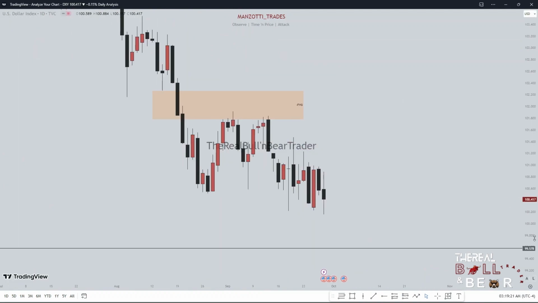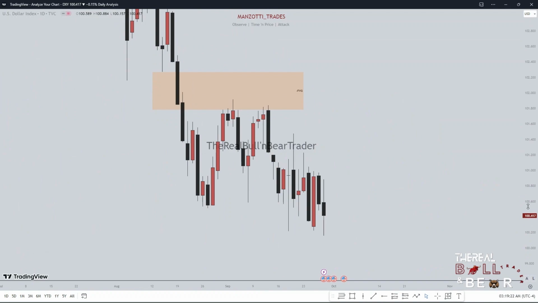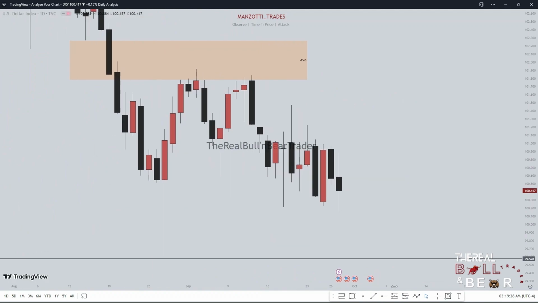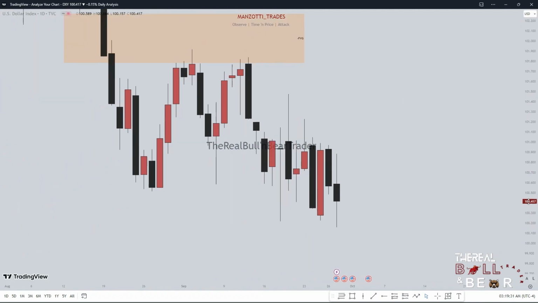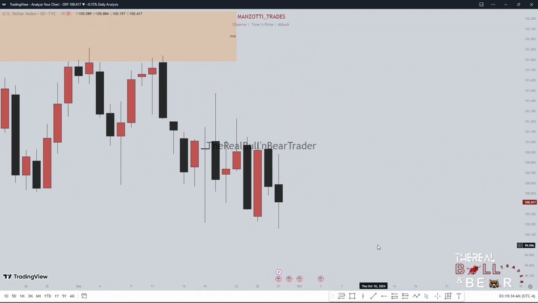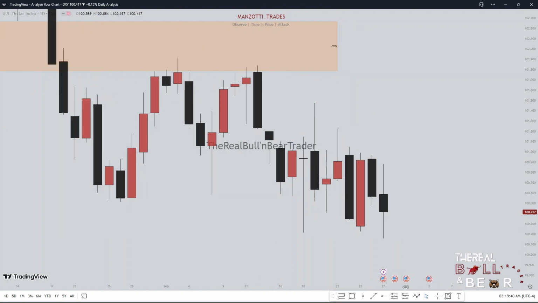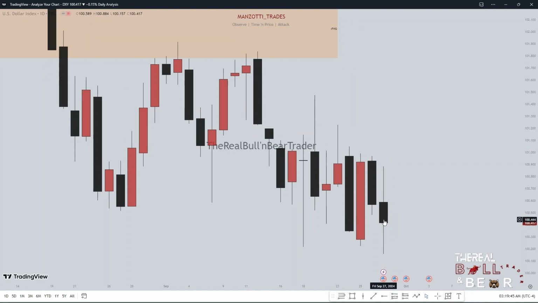Now this is the daily chart. I want to zoom in for you guys so that you can see clearly. I think now you can see here, you can see the pattern. Firstly, it was a sell side liquidity, then buy side liquidity, right?